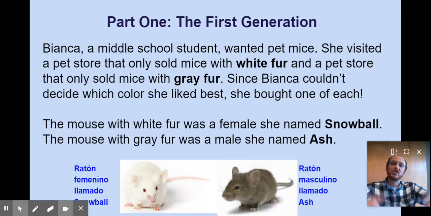So I'm going to tell you a story. Each slide is a different step of the story, and then there are 3 slides where you have to pause and model. Okay, so part 1, the first generation.